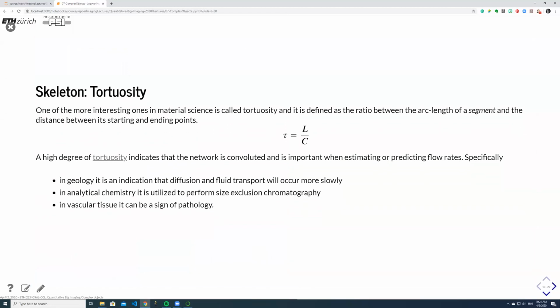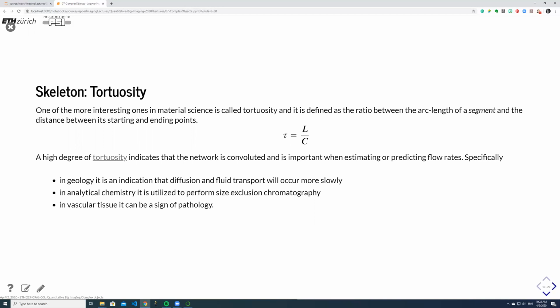A metric that is interesting in many cases is the tortuosity. Actually, there are many metrics on it, but a simple one is computing the length of a segment and dividing it by the distance between the start and end points, so the Euclidean distance between them. And that gives us a number that tells a little bit about how much meandering this segment is doing.